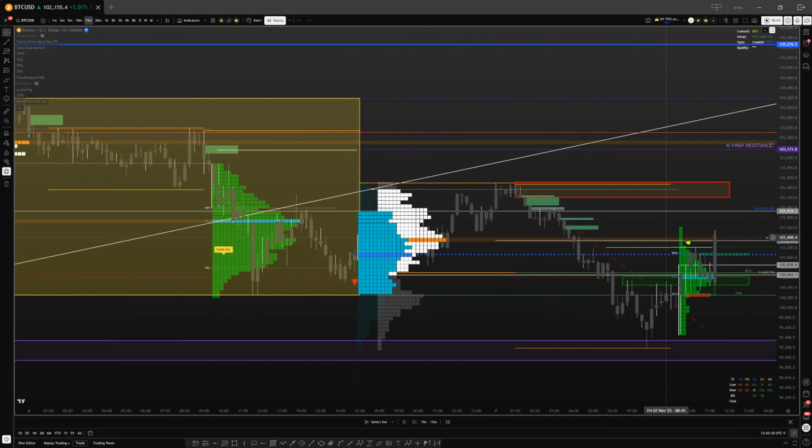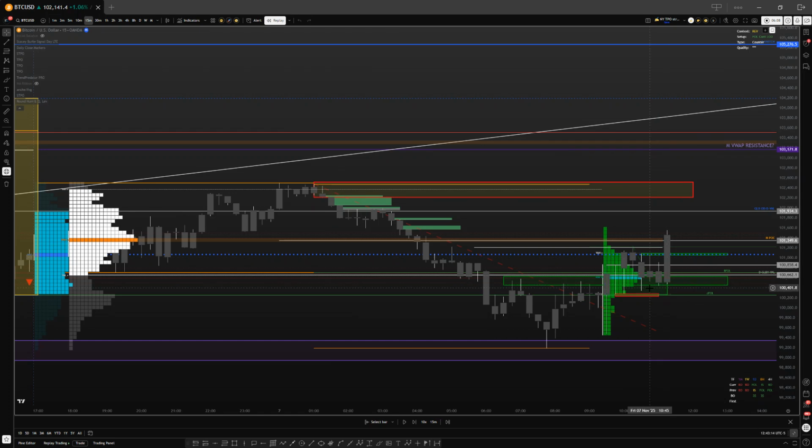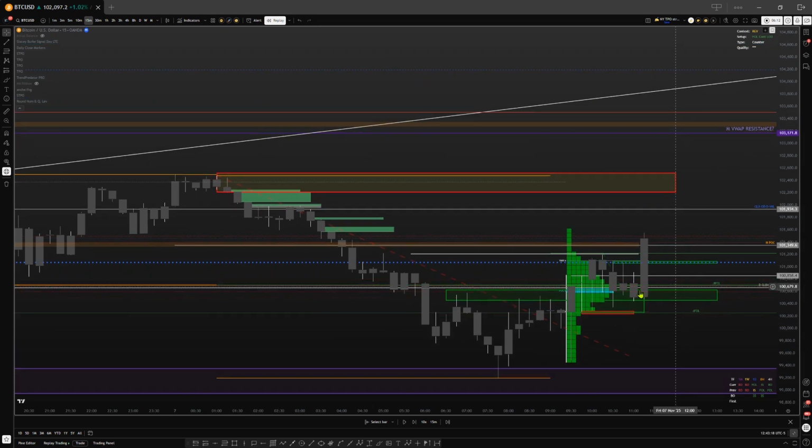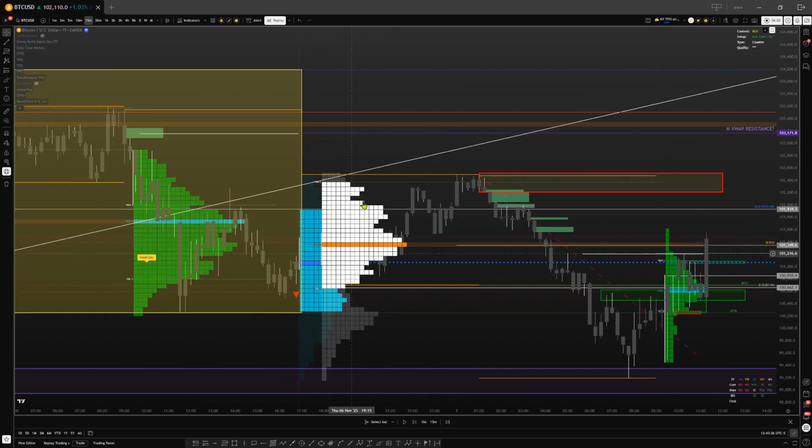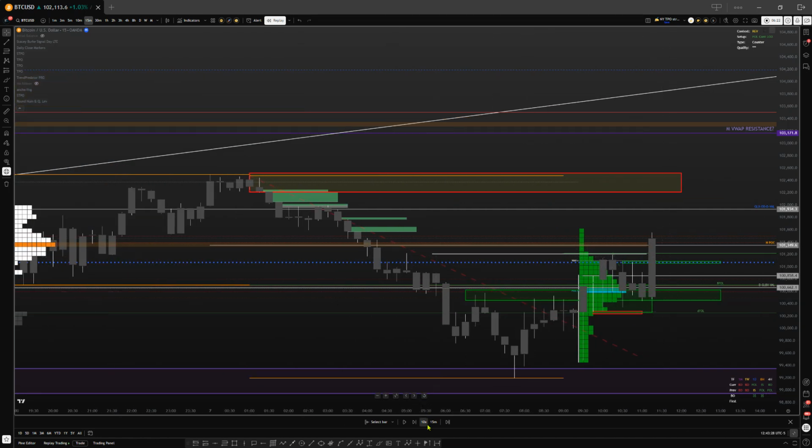So the point of control here is now acting as resistance. It was a naked point of control, which lured the price in as a magnet. So that was what I was aiming for. That was my first sign of conviction that this is going to pan out. And then I'm looking for the price to rotate through the profile. And we got a bit of stickiness here.